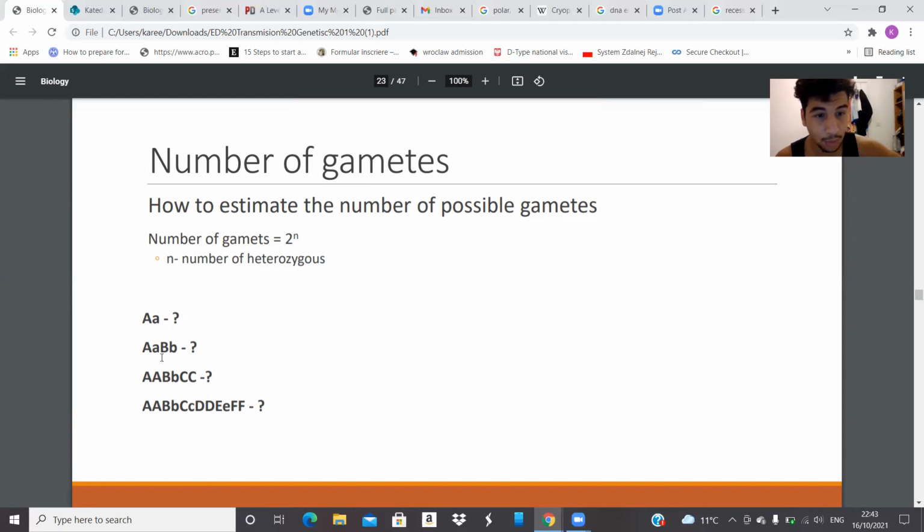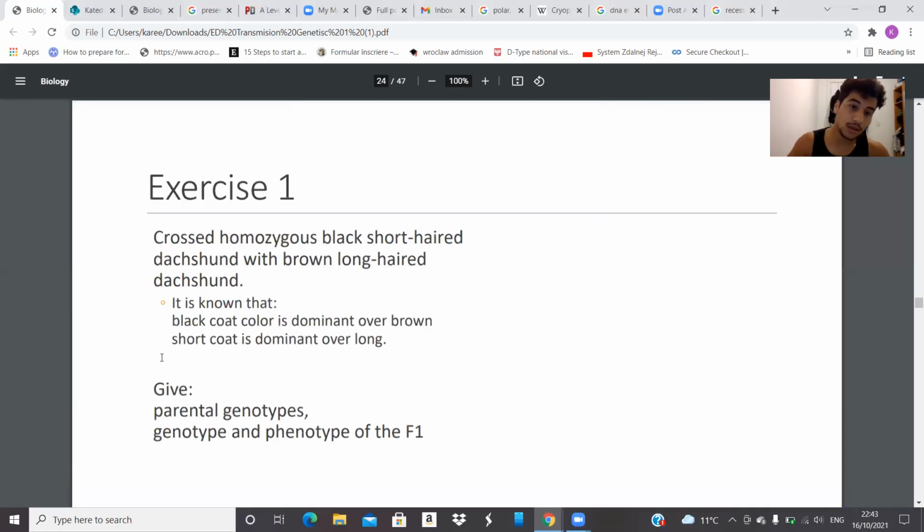And then for the fourth example, you have a homozygous, big A, big A, and then big B, small b. That's one heterozygous. And then another heterozygous, big C, small c. So you have 3 heterozygous in total, which is 2 to the power of 3. So for the number of gametes, 2 to the power of 3 is 8. 2 times 2 times 2 is 8.